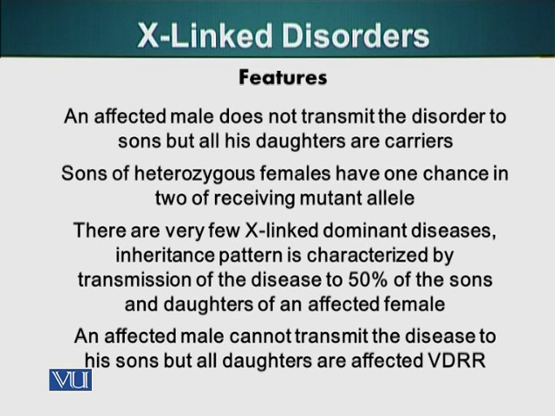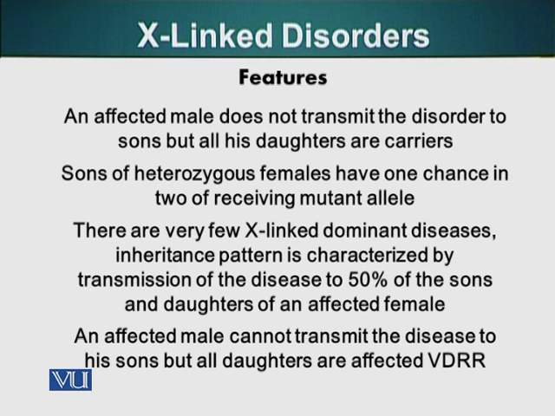Sons of heterozygous females have one chance in two of receiving the mutant allele. Of course, females have two X chromosomes. We have already seen in meiosis that it is at random. Chromosomes are divided when the gametes are forming. We have two X chromosomes. Half of the gametes will be normal, carrying the normal X. Half of the gametes will be carrying the abnormal or defective X chromosome.